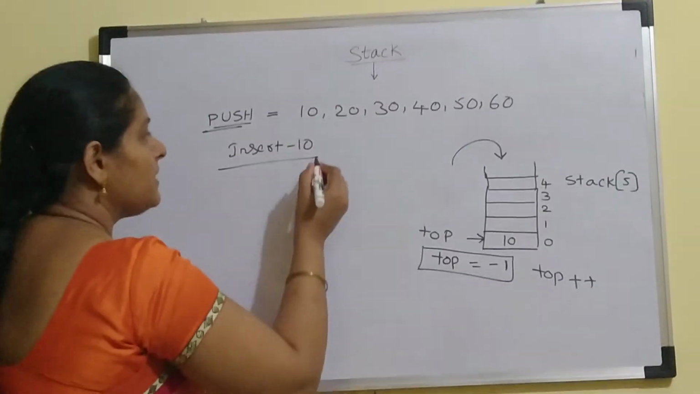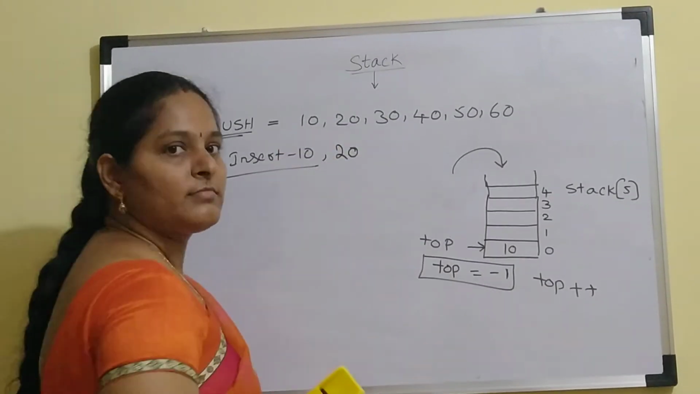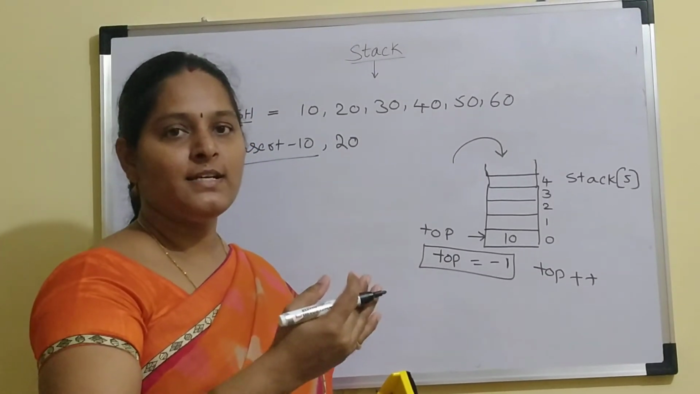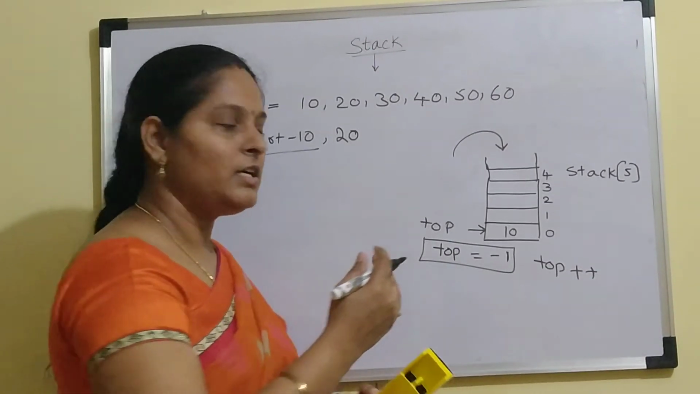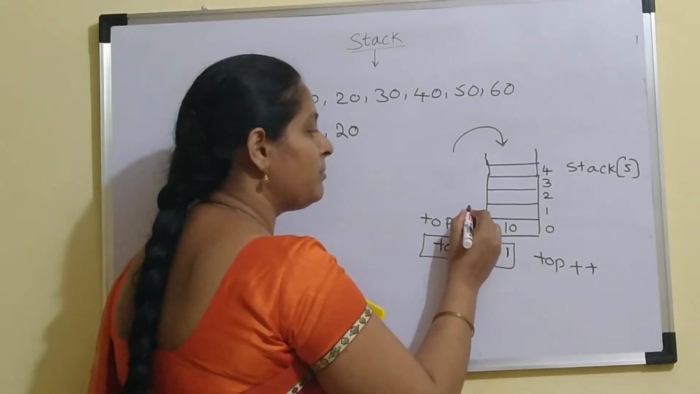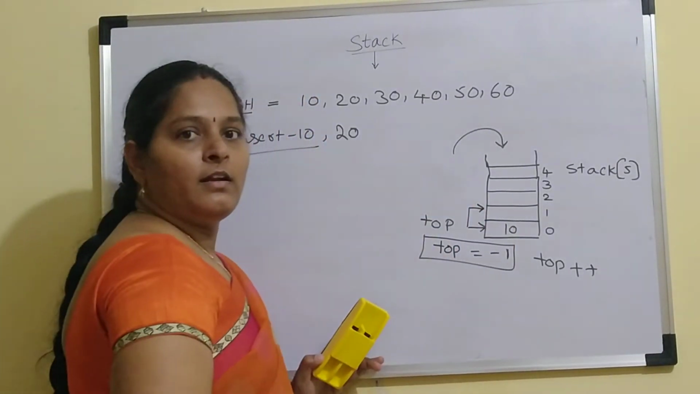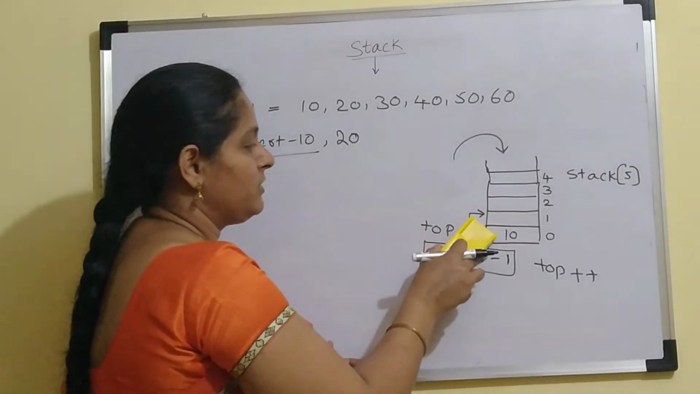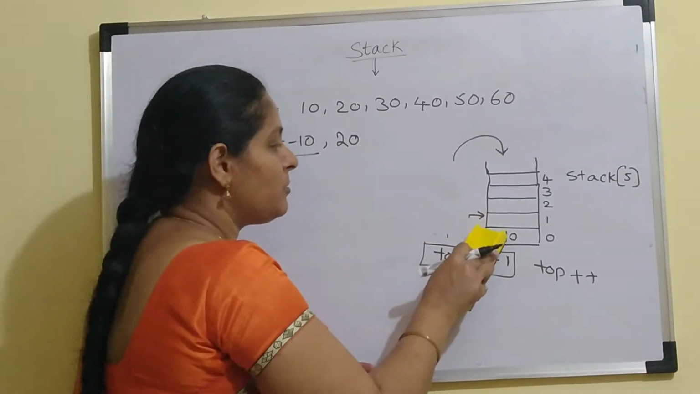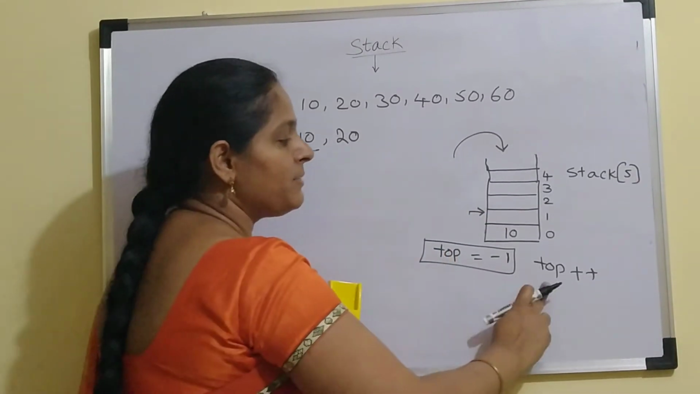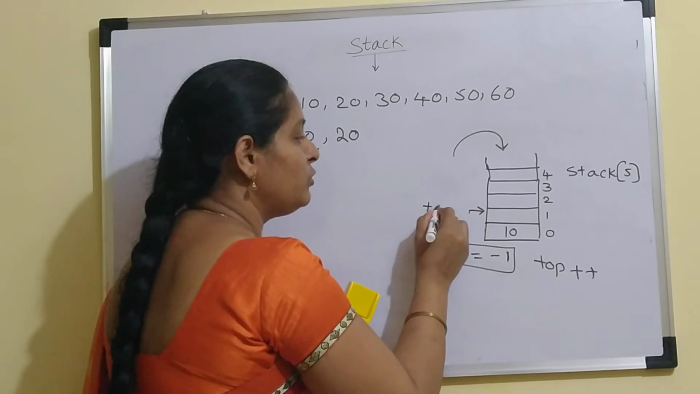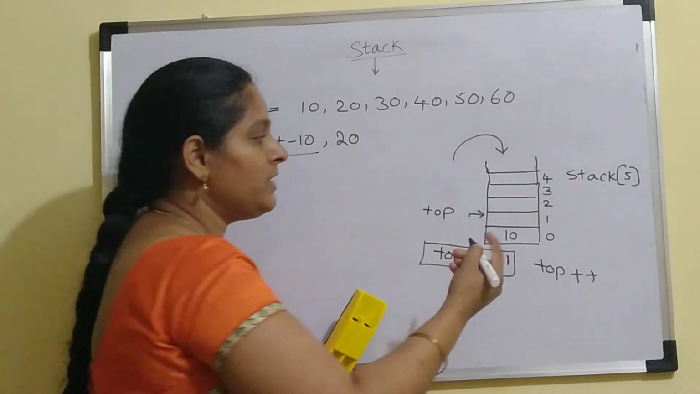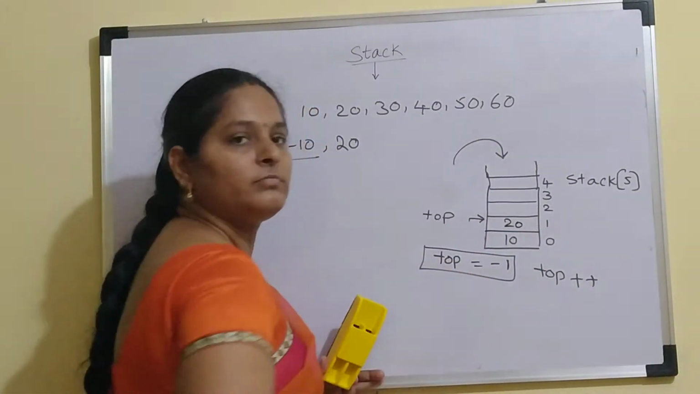Right? Now next, insert 20. Now where to insert 20? In the next available location. So how to find the next available location? Simply increment the top pointer by 1. Wherever the top pointer is pointing, insert the element into that location. Now the top pointer is pointing to the 0th location. Just increment the top pointer by 1. Now the top pointer moves to the first index. That index is empty. Now insert 20 in that position.